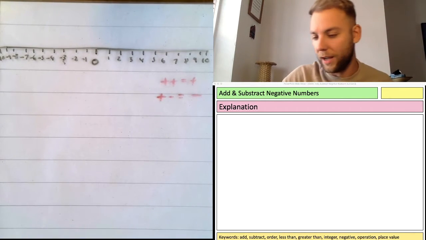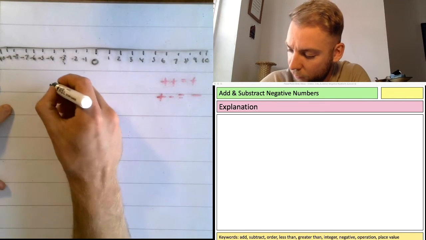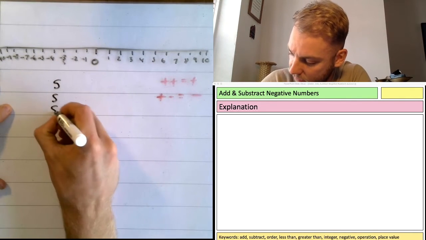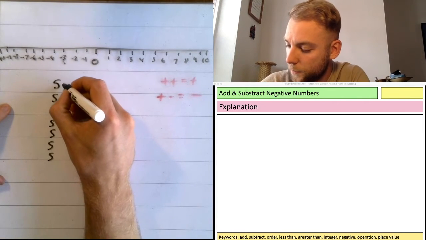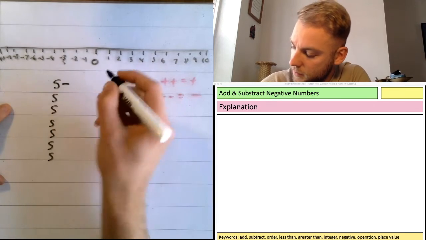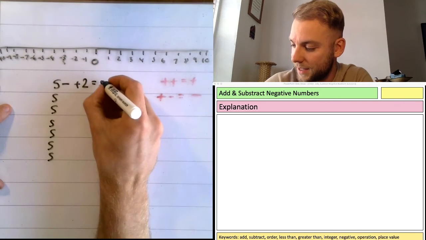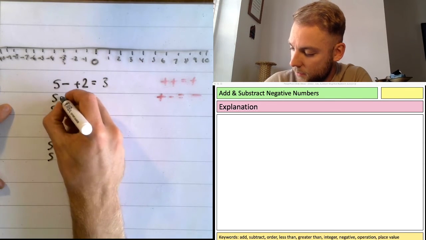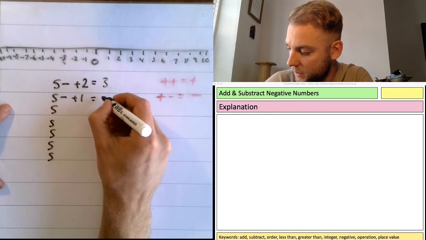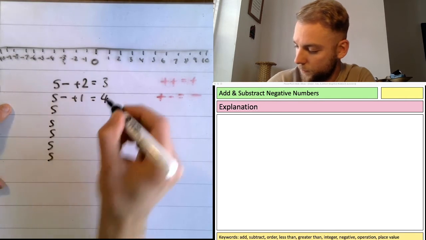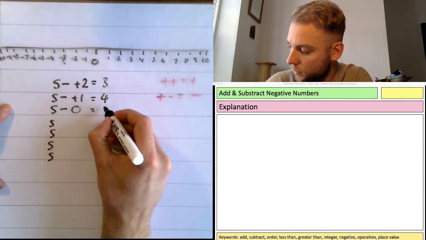So now what I want to look at is subtracting. What happens when I subtract a number? I'm going to do 5 this time. If I do 5 subtract positive 2, that's just the same as saying 5 subtract 2. That's equal to 3. Subtract positive 1: 5 take away positive 1 is equal to 4. 5 subtract 0 is equal to 5.